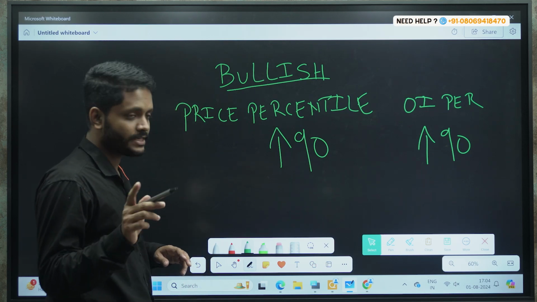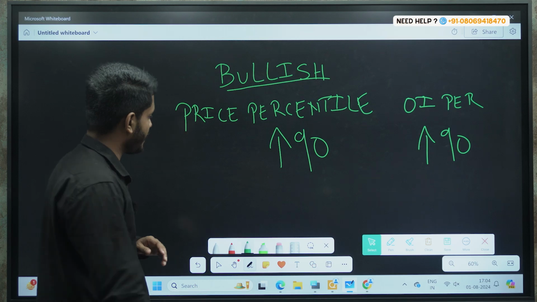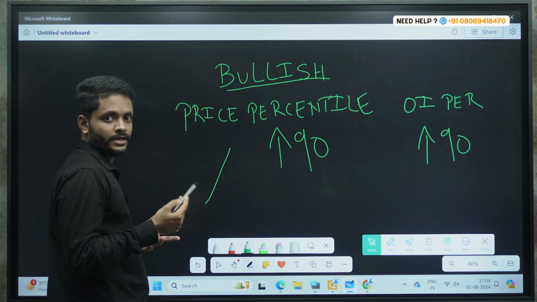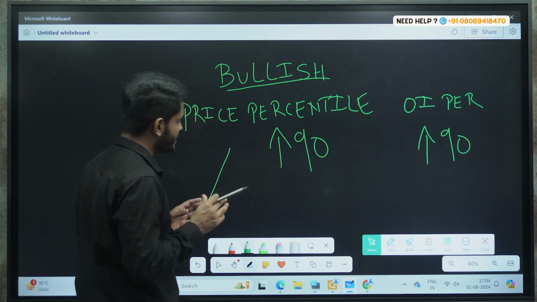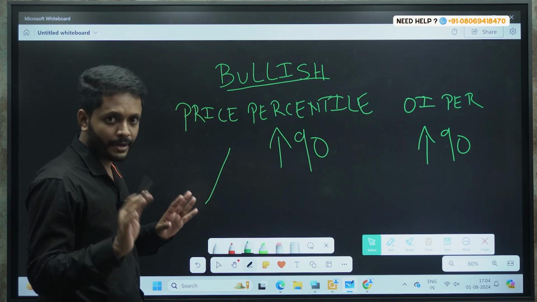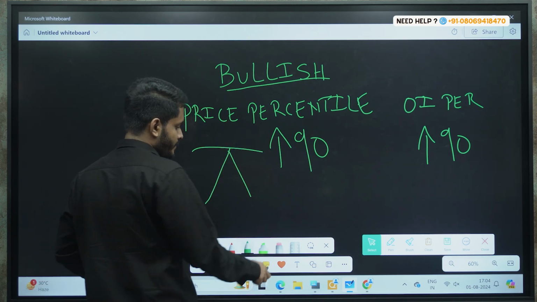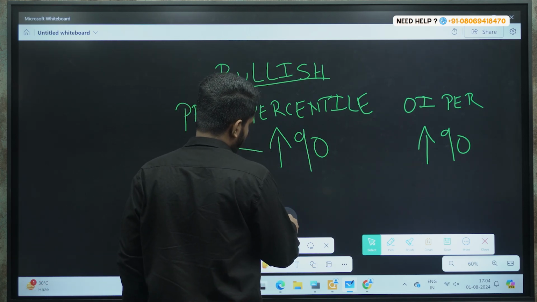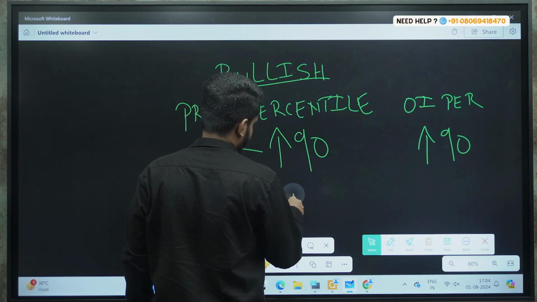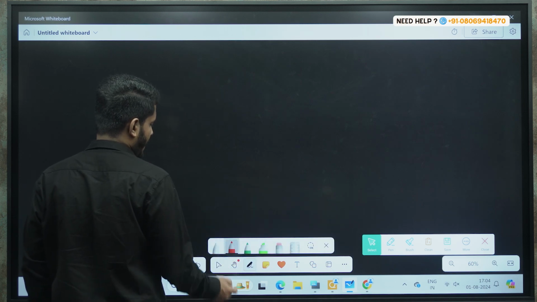Now why should the OI percentile be above 90? It might be clear to everyone because we need participation. Correct? If the stock is moving up but there is no participation, then at that point in time there is a possibility that the breakout might not sustain or the stock might not even break out. Correct? There is a possibility that it might retrace from the resistance level. Correct? So I hope this bullish condition is clear to everyone. Okay. Now let us go and check the condition for bearish trade.